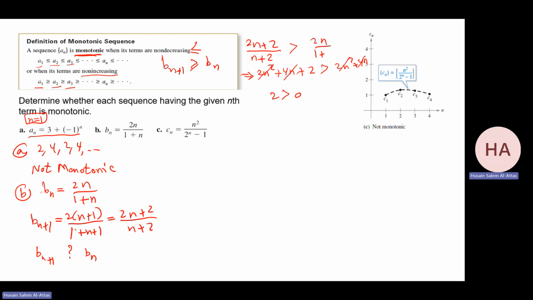So my proof, to prove that b(n+1) is greater than bn, will be like this. I start with this one. I know this is correct. So my proof will be like that. 2 is greater than 0. This is always correct. I add 2n squared. I'm doing this backward now. I add 2n squared plus 4n to both sides.